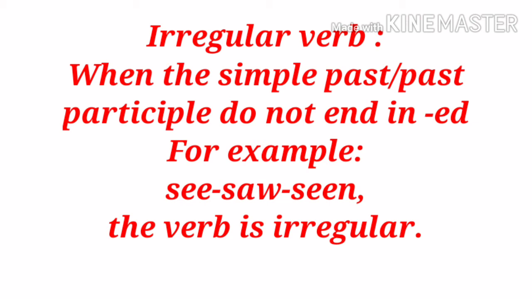Here, in the given example, the simple past form as well as the past participle form of the verb do not end with -ed. And as we know, when verbs do not end with -ed in simple past form and past participle form, these verbs are called irregular verbs.